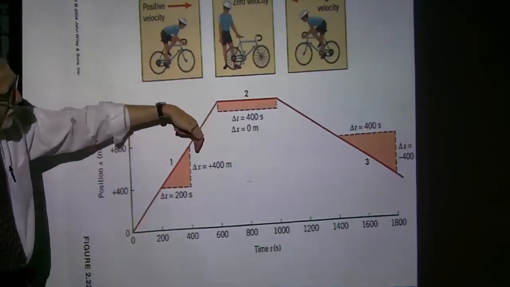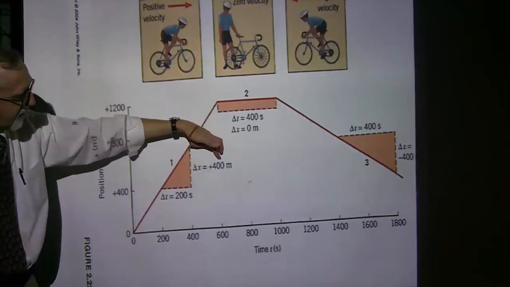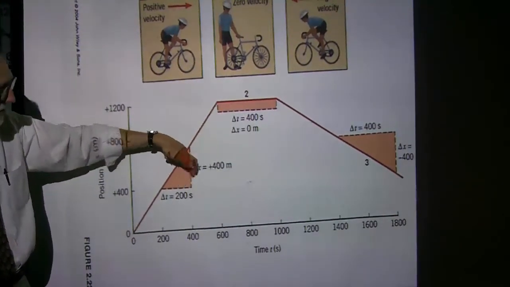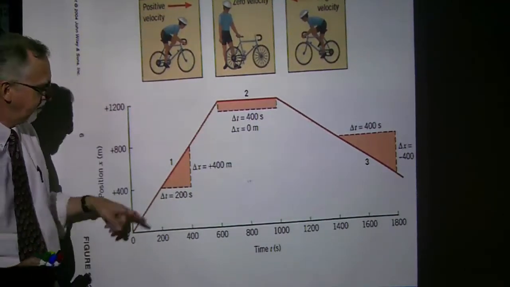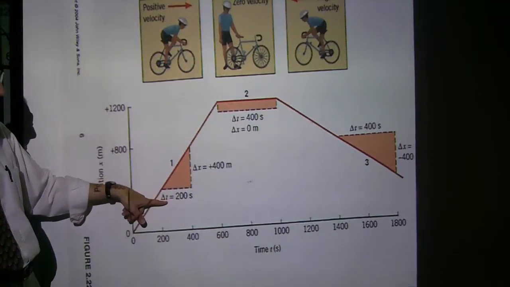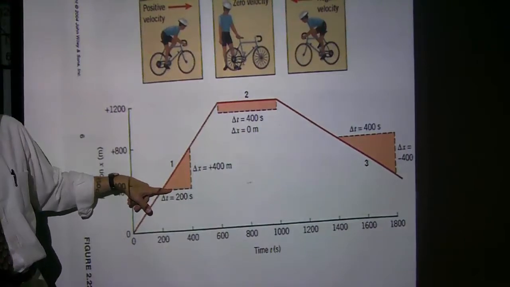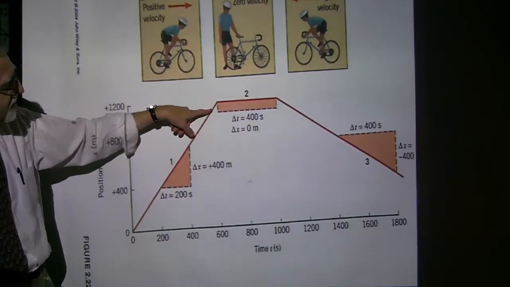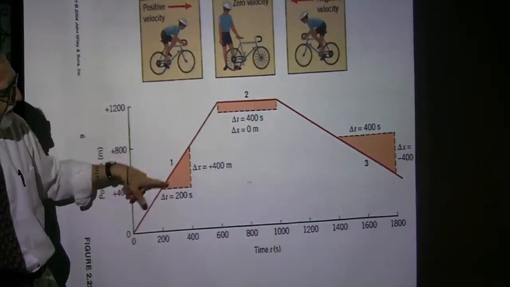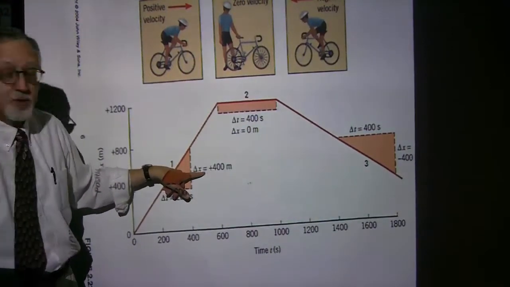What's the slope? It's going to be delta x over delta t, 400 meters divided by 200 seconds, 2 meters per second. But what is that? Delta x over delta t, that's nothing more than the magnitude of the average velocity. So the slope of the line gives us the average velocity of the motion.